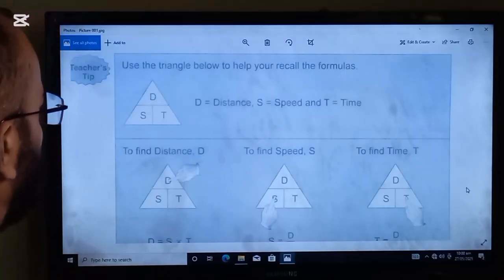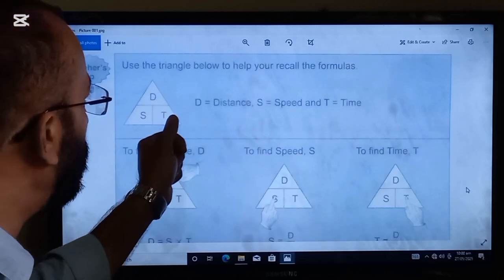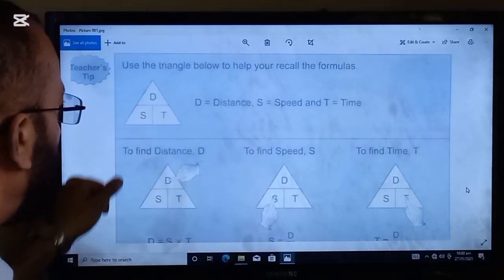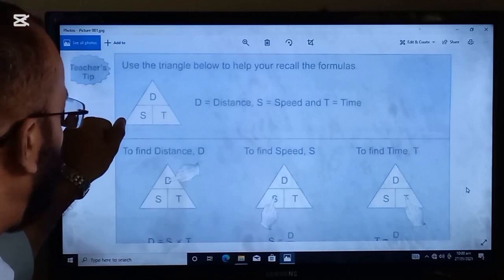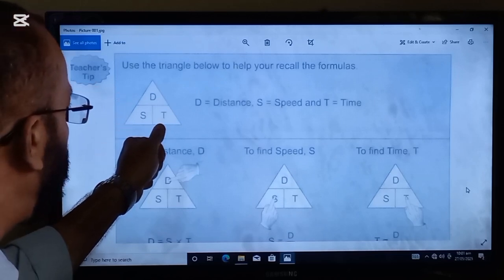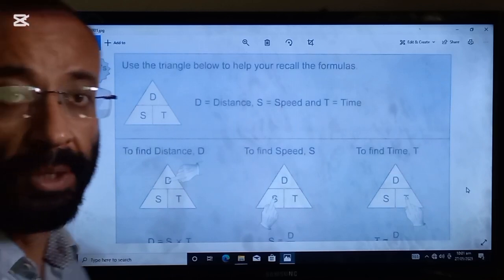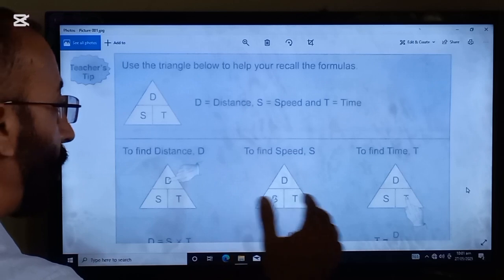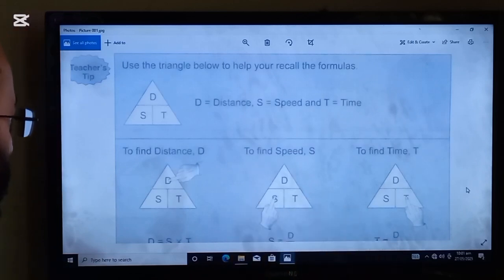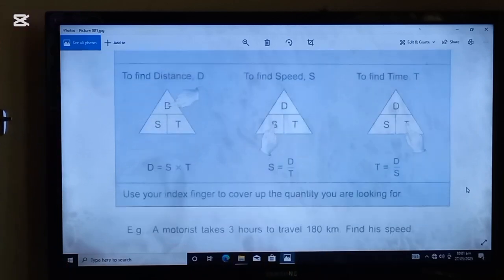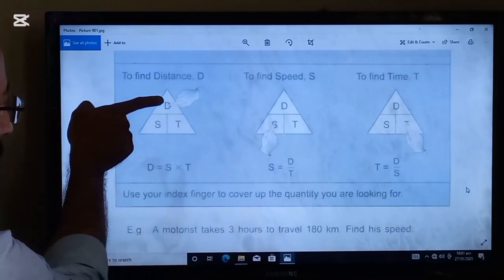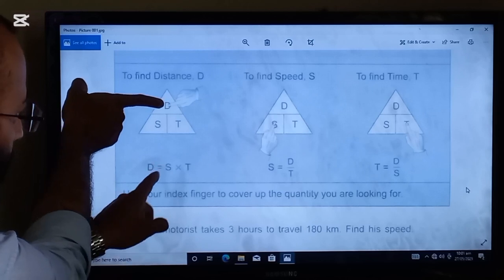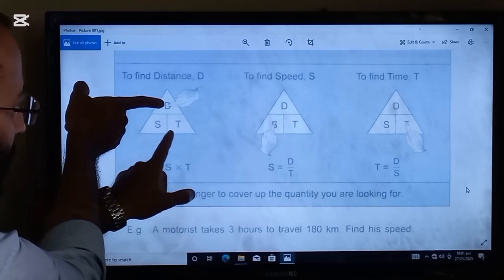Here is a teacher's tip. Use the triangle below to help you recall the formulas. This is the triangle. D stands for distance, S stands for speed, and T stands for time. Use your index finger to cover the quantity that you are looking for. For example, if you want to find the distance, cover the distance with your index finger. The answer will be distance is equal to speed multiplied by time.